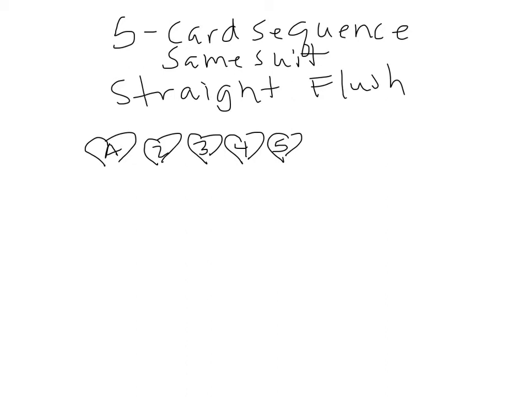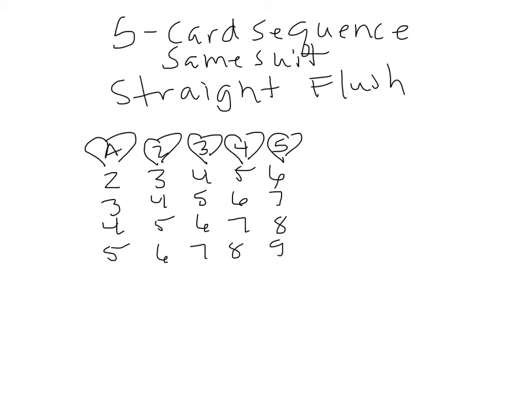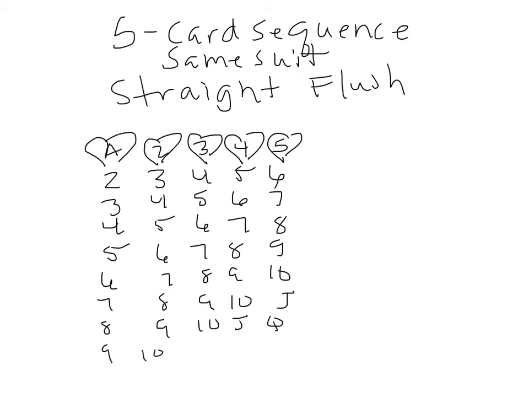The other possibilities that you could come up with would be a 2, 3, 4, 5, and 6, or 3, 4, 5, 6, and 7, or 4, 5, 6, 7, and 8, 5, 6, 7, 8, or 9, 6, 7, 8, 9, or 10, 7, 8, 9, 10, or Jack, 8, 9, 10, Jack, Queen, 9, 10, Jack, Queen, King, and we cannot forget that we could also have a 10, Jack, Queen, King, Ace. And those would be all the different 5-card sequences we could get in hearts.